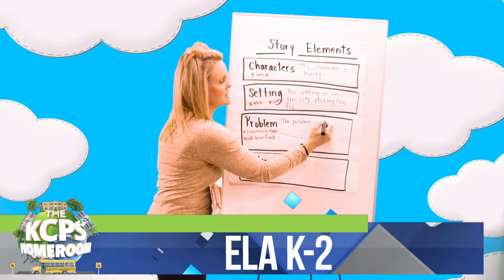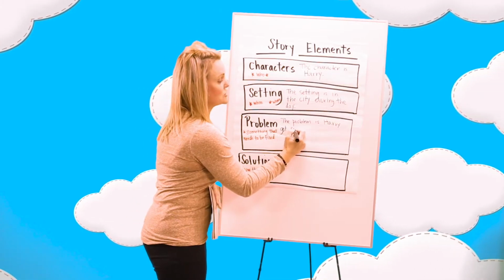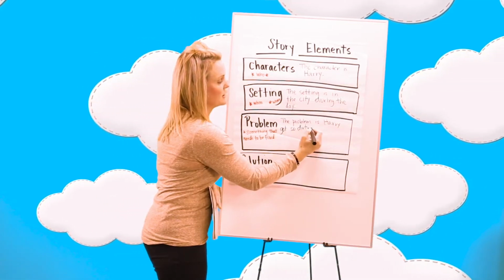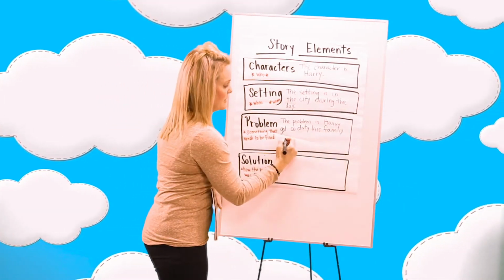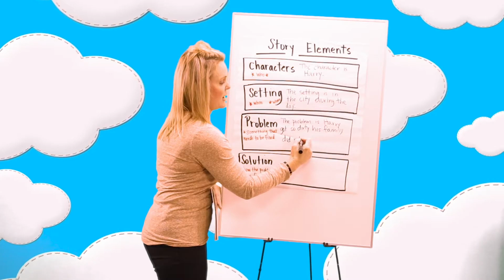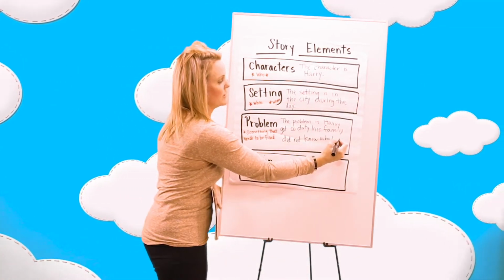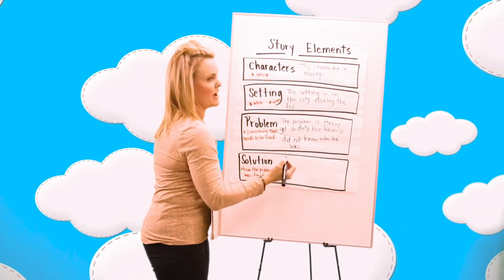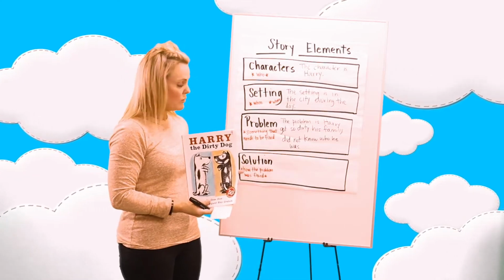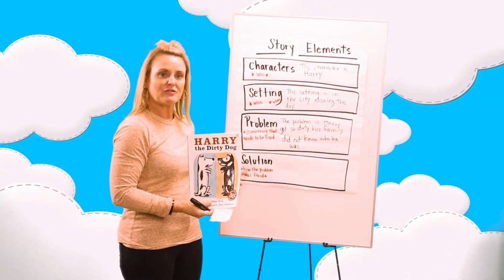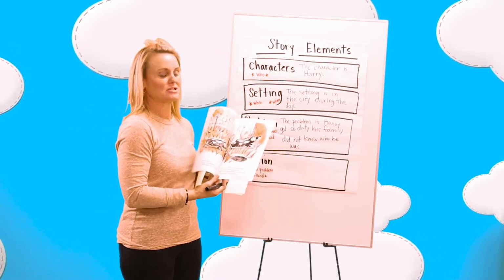The problem is Harry got so dirty, his family did not know who he was. So that was our problem. That was what we had to fix. What was the solution? How did Harry fix the problem in the story? How did he fix the problem in the story?